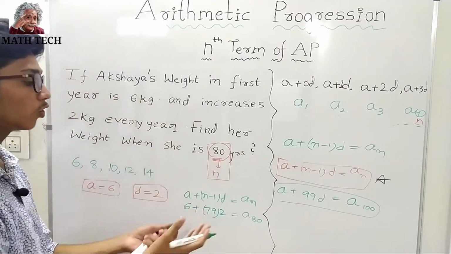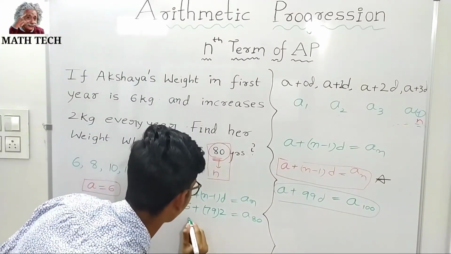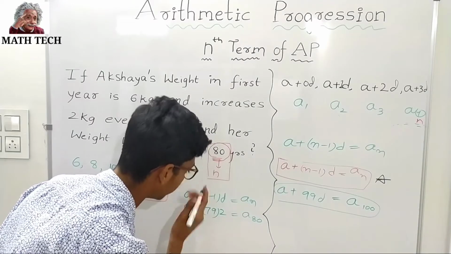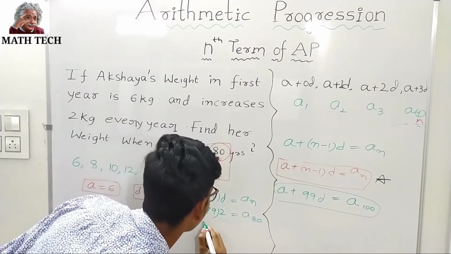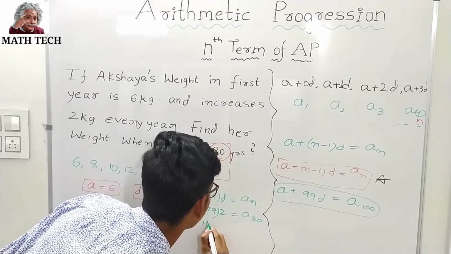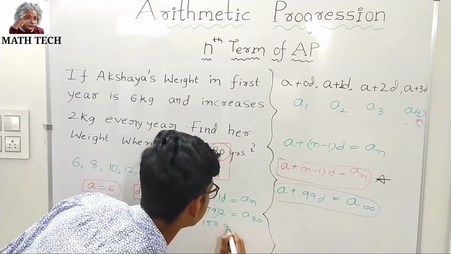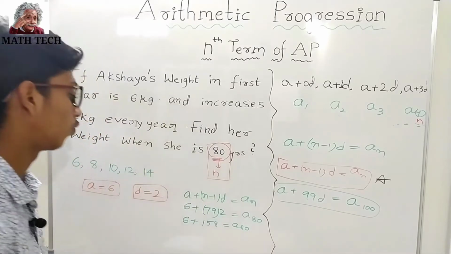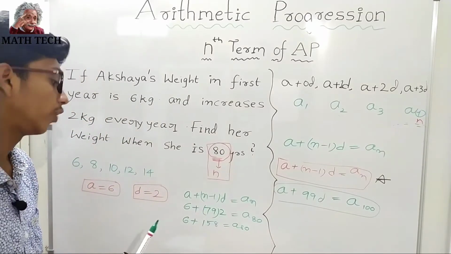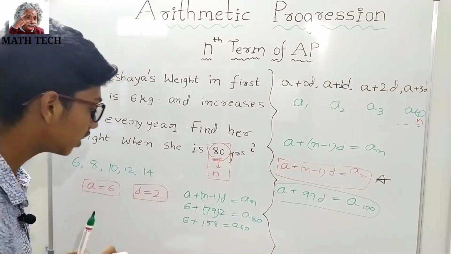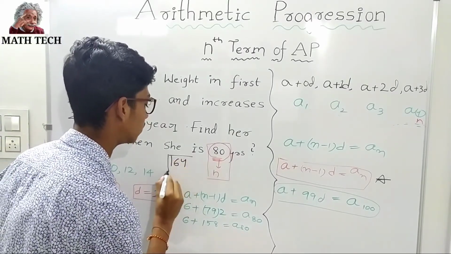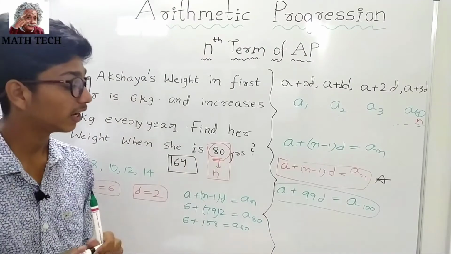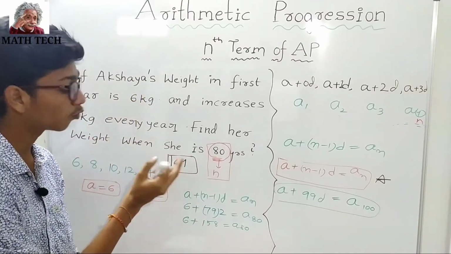Okay, this is the value of her weight. Let's find it. 6 plus 79 into 2. 70 plus 70 is 140, so 158 is equal to A80. 158, that is 164. 164 is the value of her weight. At the age of 80, she will become 164.